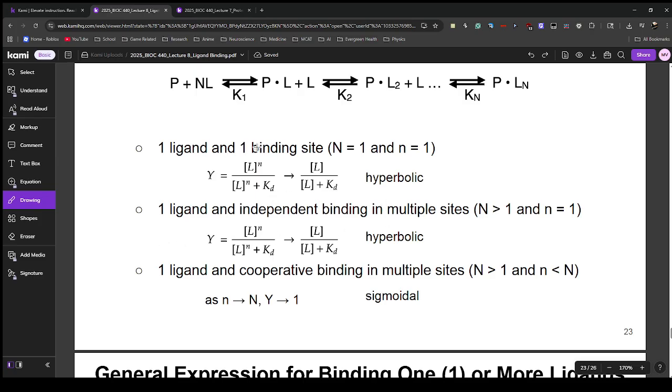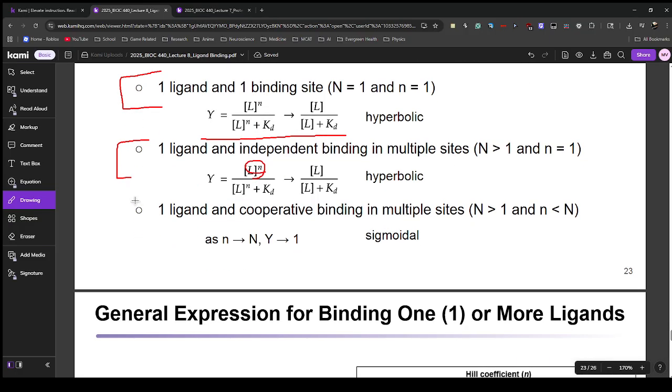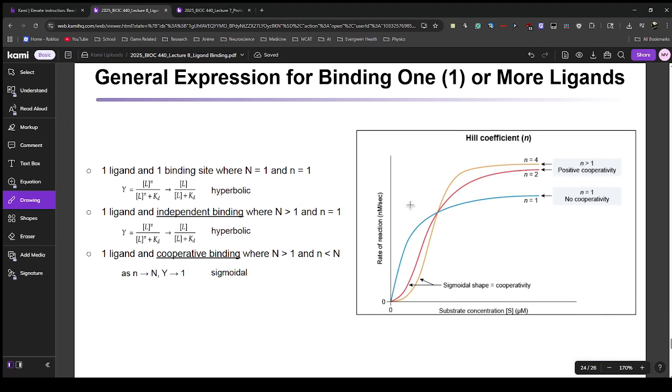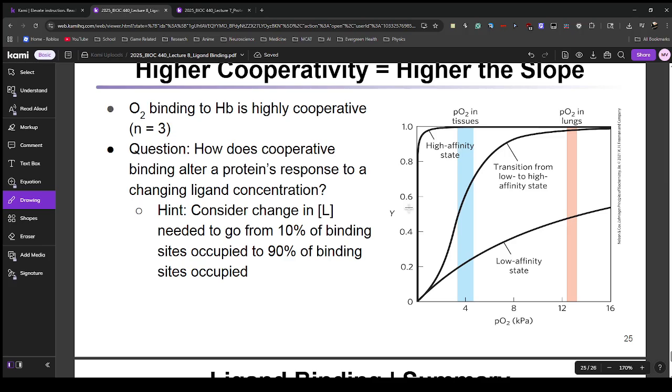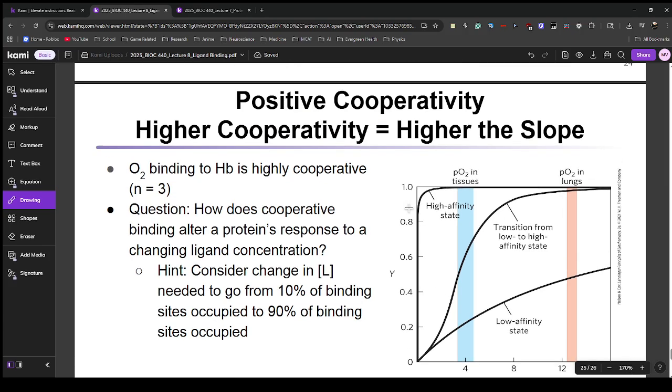This is just showing that if you have one ligand and one binding site, just use this. N is equal to 1 here, so don't change anything. If you have one ligand and independent binding sites, so there are multiple binding sites but they're independent, you still use N equals 1 here because they don't influence each other. If you have one ligand and it's cooperative binding, then N is greater than 1, and you have to change these N values to be whatever the number of binding sites is. In this case, it's very highly cooperative. N equals 3 here.